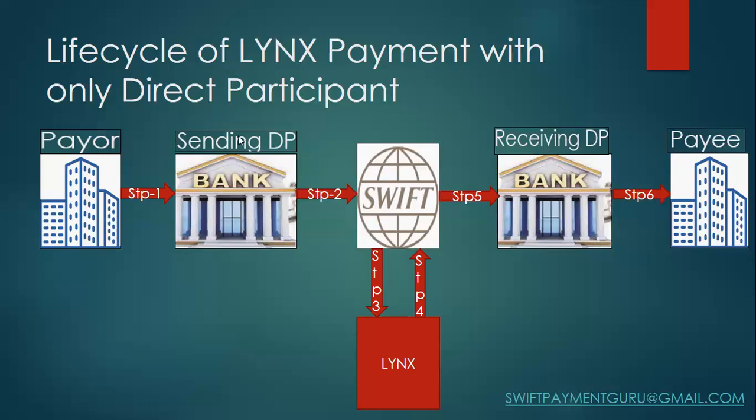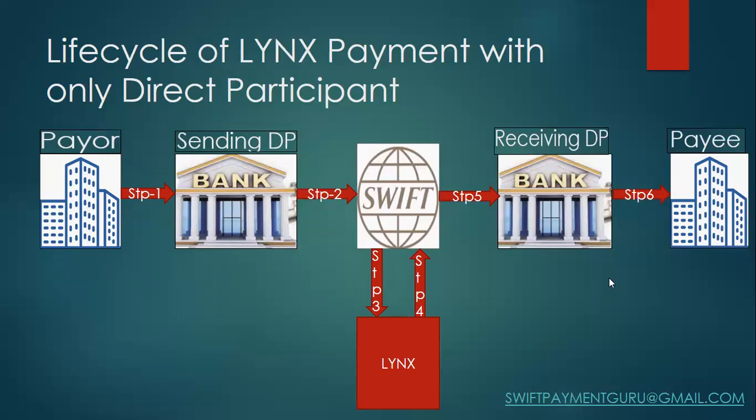So this is the entire life cycle of a Lynx payment in a direct participant scenario. Now, there can be a payment scenario where the payer doesn't have an account with the sending direct participant. So the payer will have the account with an indirect participant or non-participant of Lynx, and that non-participant would need to have a relationship with the sending direct participant so that they can help make the payment to the payee. That we'll discuss in the next session. But yeah, this is all about this life cycle in a direct payment scenario.